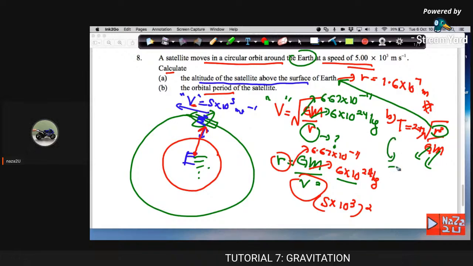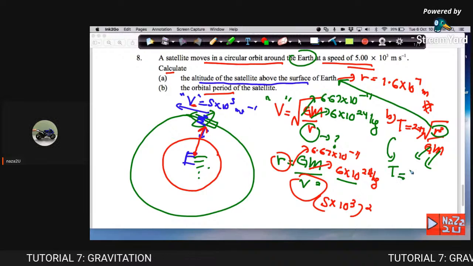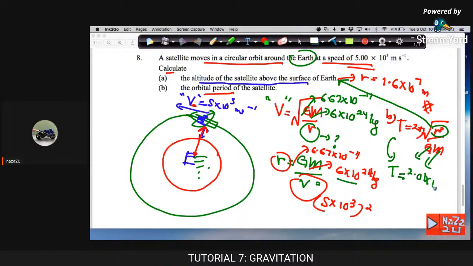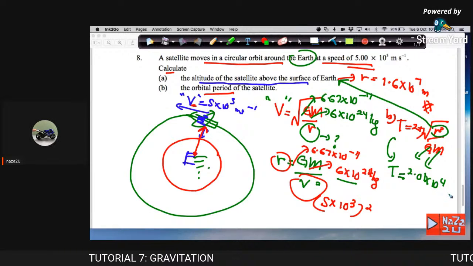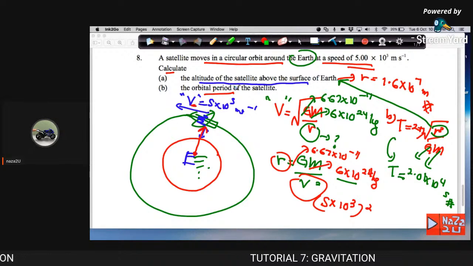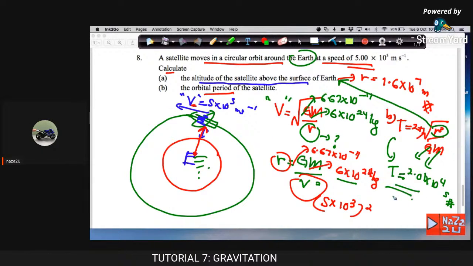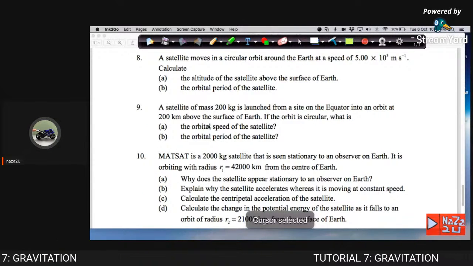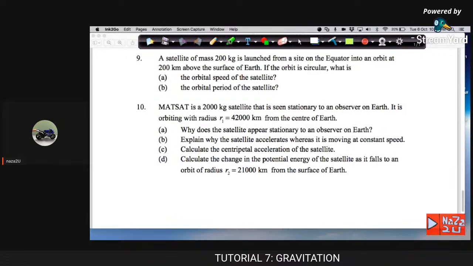So I will just give you the final answer for the period T, which is 2.01 exponent 4 second. This is the orbital period of the satellite. Okay, number 8. Continue to number 9. Alright.